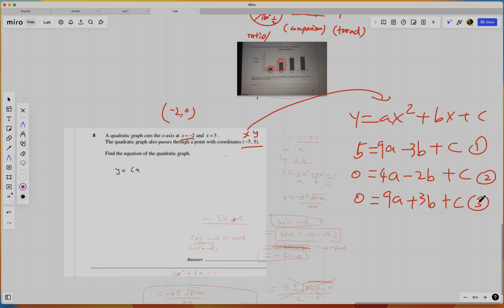I'm not going to solve this simultaneously. I'm not going to do the substitution method or elimination method. Sorry to say, it's stupid. So I just use my calculator and make it my A, B, C.